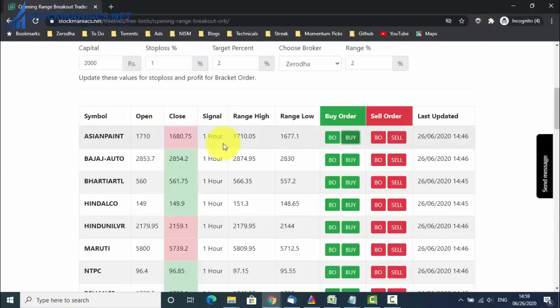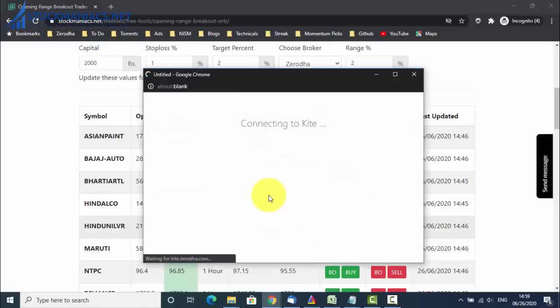Similarly, we can put a sell order over here. Suppose we are seeing that for Hindustan Unilever, the current price is 2159. We need to refresh the page to see the exact current price. And the range low is 2144. So let us put a sell order. Click on the sell.